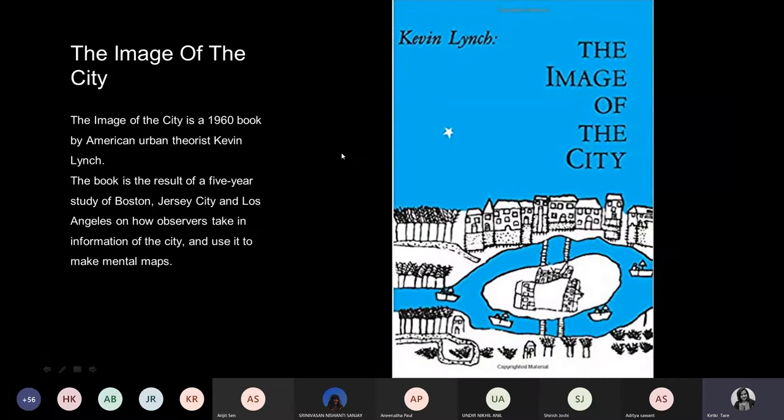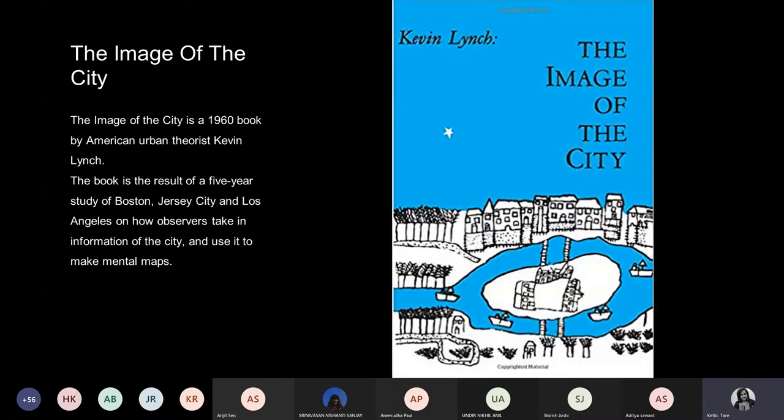This was a book which was written in the 1960s, which is also very important to understand the setup, or the time that it was written in. So this was 1960, written by theorist Kevin Lynch. And this book majorly focuses on cases of three cities from America, which are Boston, Jersey City, and Los Angeles.